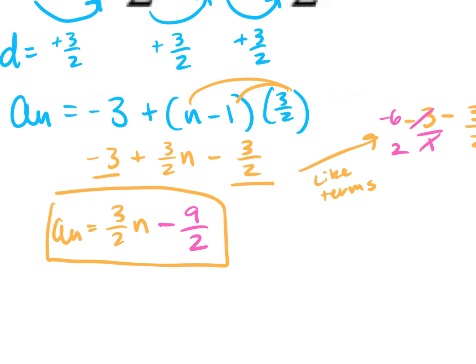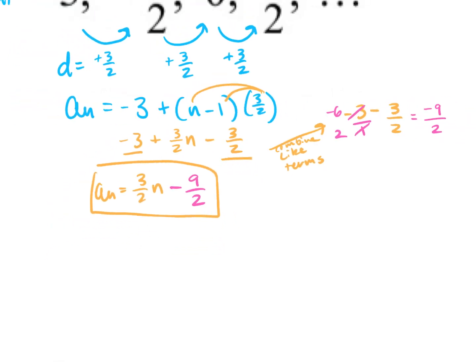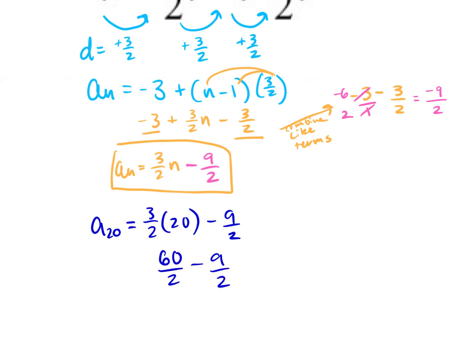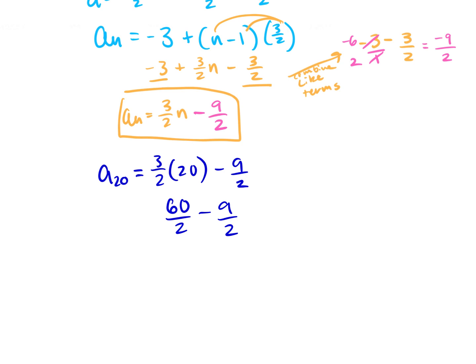All right, we also have to find a sub 20. So how do I find my 20th term? Plug 20 into n. So 3 over 2 times 20 minus 9 over 2. So that would be 60 over 2 minus 9 over 2. And what's 60 minus 9? 51. So 51 over 2.